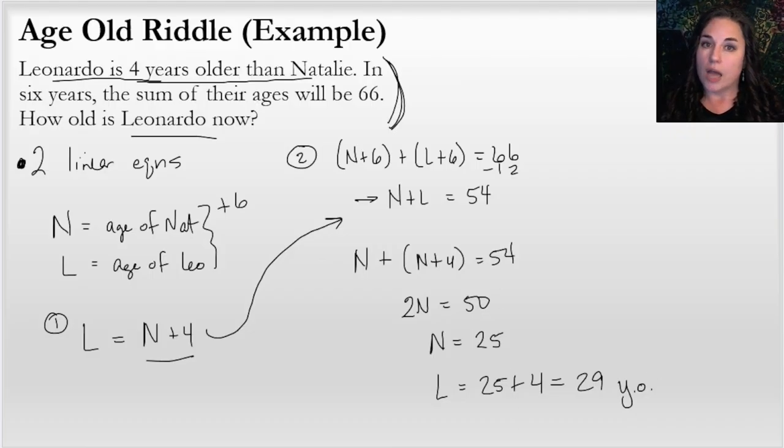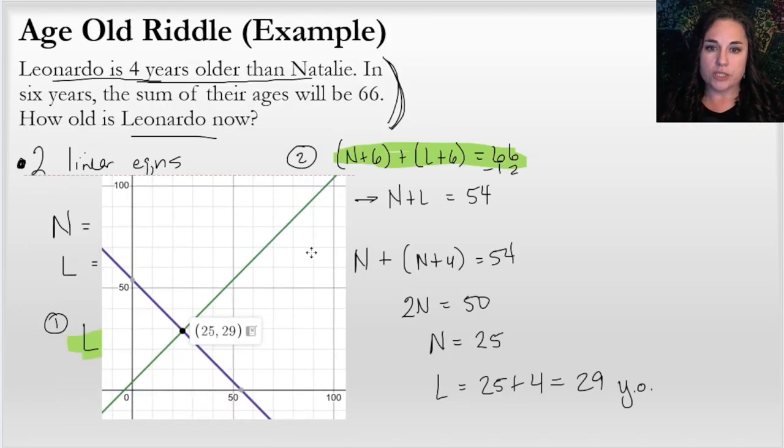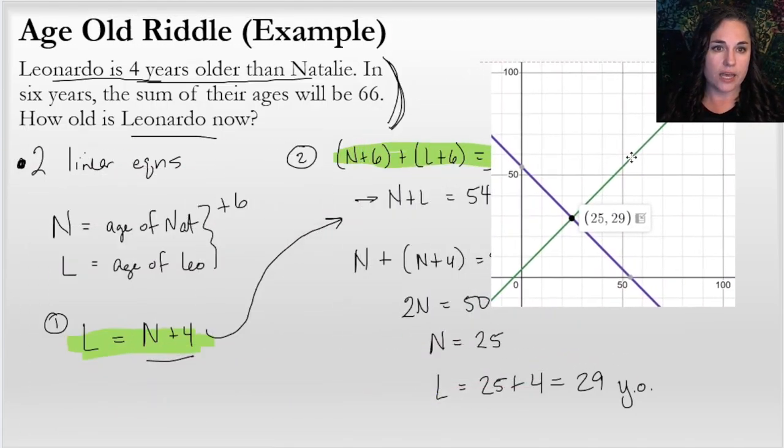Okay, so we solved it algebraically. Again, I think the hardest part about this problem is translating the information given in the problem to two equations that you can use to solve. Of course, I have the graph for you. There it is. I mentioned that I have age on one side and age on the other.